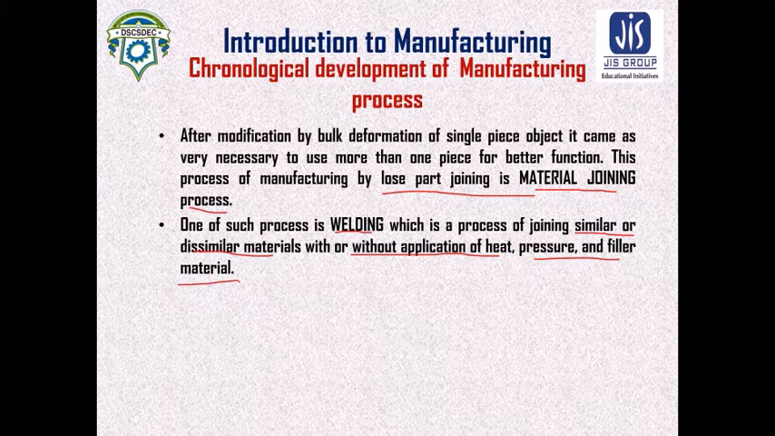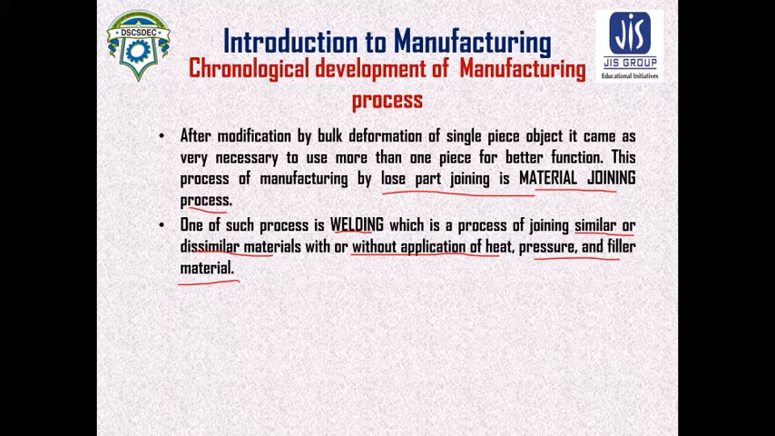Now, how is the development going on? First there is casting, then after that there is metal forming. In casting, by molten material we get a shape, and that shape is similar to the shape of the cavity. From that we can modify the casted part by bulk deformation using the metal forming process.